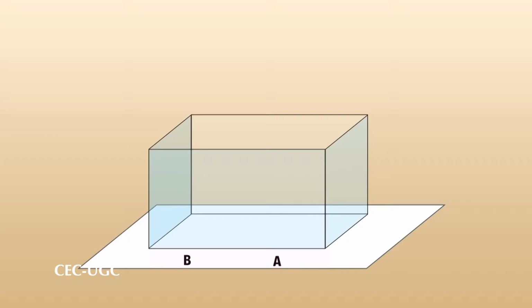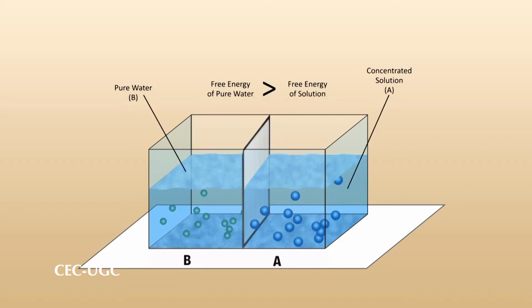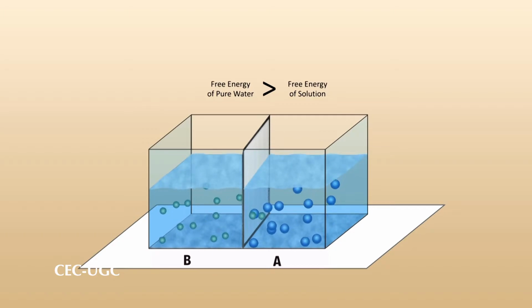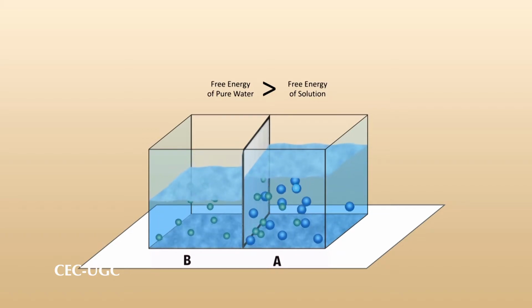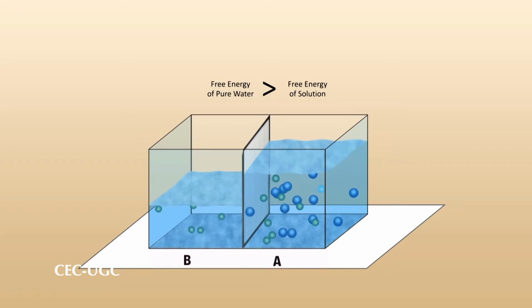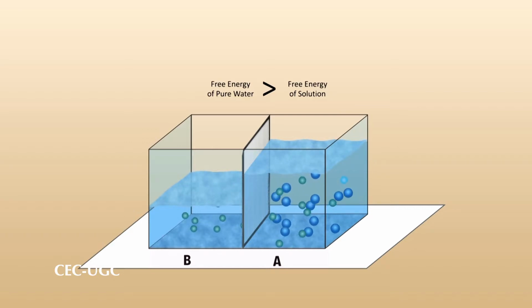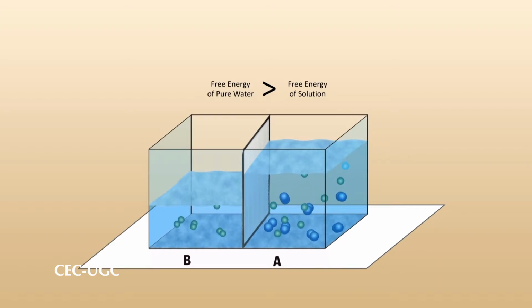Consider two chambers A and B, A containing solution and B containing pure water, both separated by a selectively permeable membrane. Initially, water level in both the chambers is same. However, after some time, water level in chamber A increases while that in chamber B decreases. This increase in water level of chamber A is due to the movement of water molecules from chamber B to chamber A through the selectively permeable membrane, that is from pure water to solution.